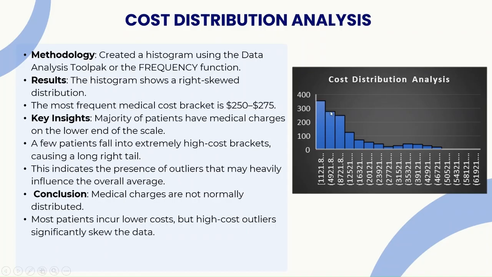As interpreted, a long tail extends toward higher cost, indicating the presence of a few extremely high cost cases. If I check the analysis, the right skew distribution means most patients incur low medical charges, clustered on the left side of the histogram. A small number of patients have very high medical expenses, creating a long tail to the right.